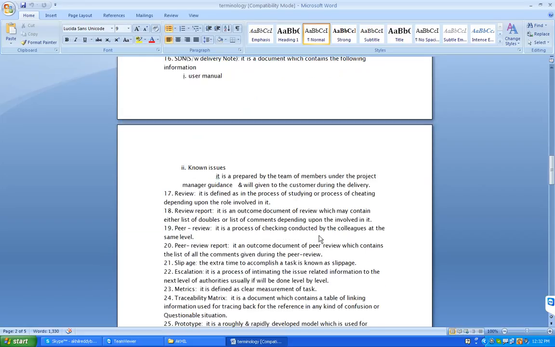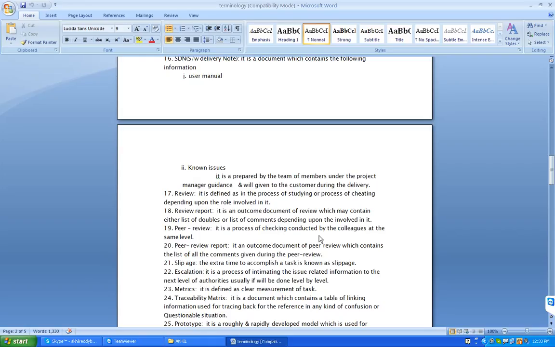Next, review means the process of checking or the process of studying. While doing a review, if you get any doubt, we list it out in the review report. And peer means colleague. Peer review means colleague review. While doing a peer review, if you get any doubts, you list them out in the peer review report.